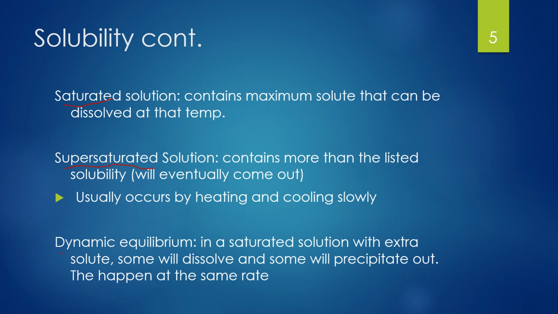Dynamic equilibrium, we're going to bring this up again in the next chapter. We're actually going to talk about this term quite a bit, so it's important to know this term. But I want to bring it up here in this example because it applies to saturated solutions. Dynamic equilibrium is when you have a saturated solution with extra solute, some will dissolve and some will precipitate out, and it's going to happen at the same rate. The key with dynamic equilibrium is that this dissolving and precipitation rate is the same.